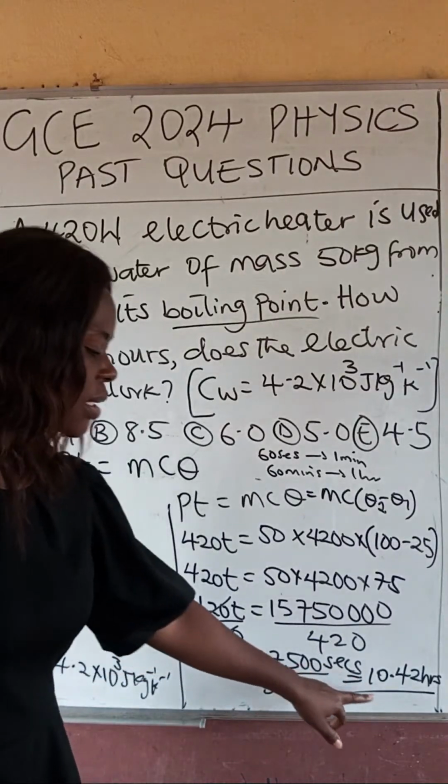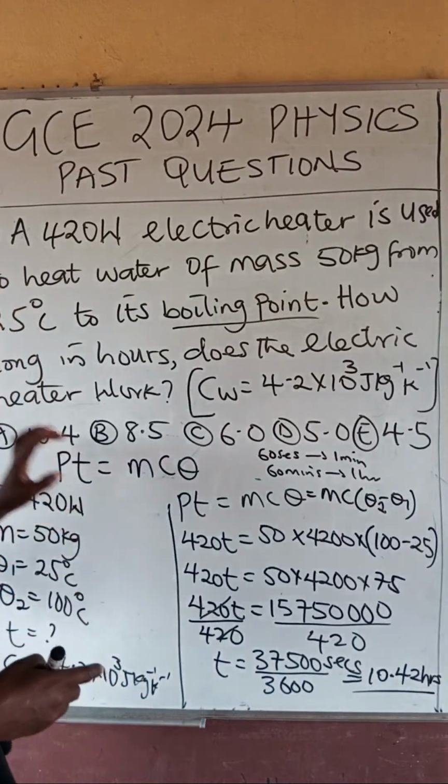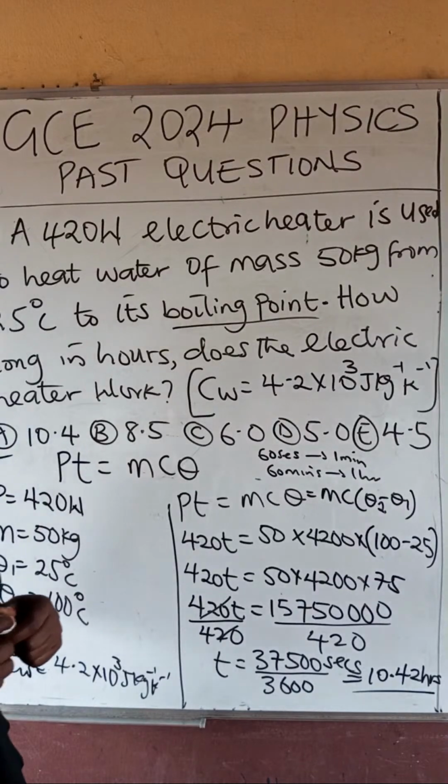And our answer is what? 10.42 approximately hours. All right? So it means that the correct option here is what? Option A. Do you understand? Right.